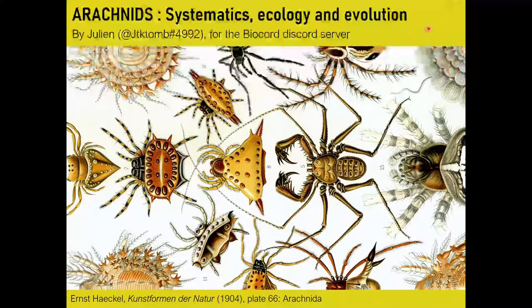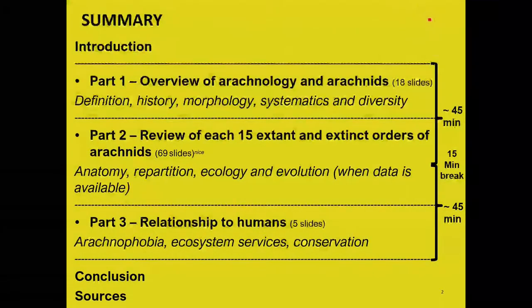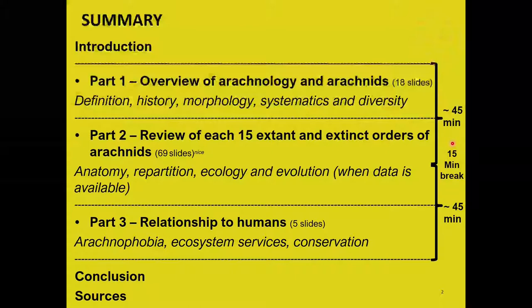And now for the organization of this talk. So as you can see, it will be in two parts. We will have part one, which is an overview of the science itself and the biology of arachnids. Then we will have part two, which will go over every extant and extinct order we know of. So you'll know every arachnid of interest. Most of them are tropical, so quite hard to see. But you will know about the most common arachnids, like spiders, for example. After that, I think we'll do probably 10 to 15 minutes of a break, because it's quite dense. And finally, the last part will be the second half of part two and part three, which is arachnids and humans, and a short conclusion. So we'll see some things about arachnophobia, what arachnids are useful for, and their conservation.